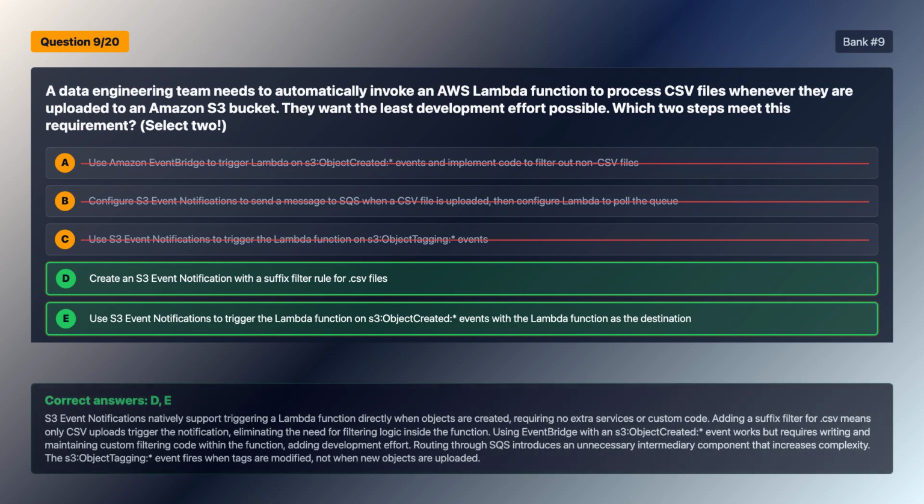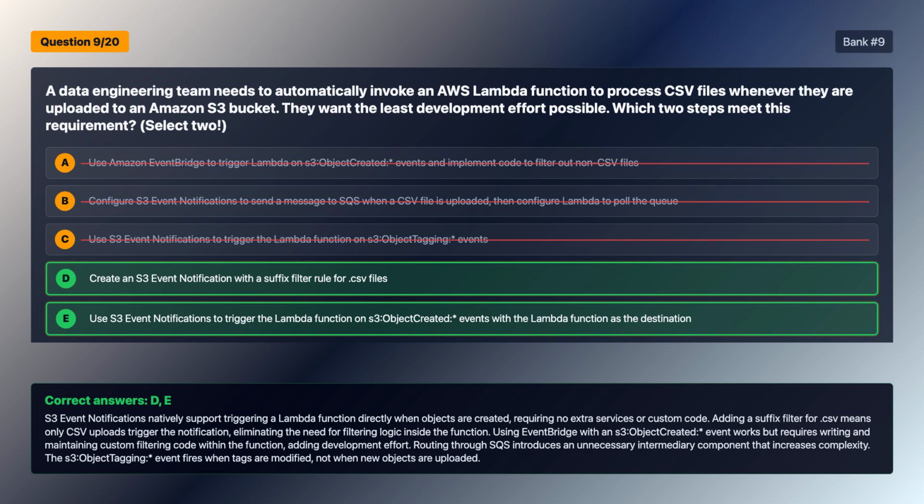The correct answers are option D and option E. S3 event notifications natively support triggering a Lambda function directly when objects are created, requiring no extra services or custom code. Adding a suffix filter for CSV means only CSV uploads trigger the notification, eliminating the need for filtering logic inside the function.